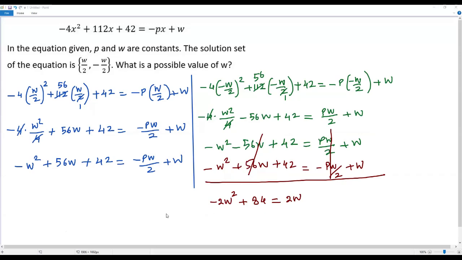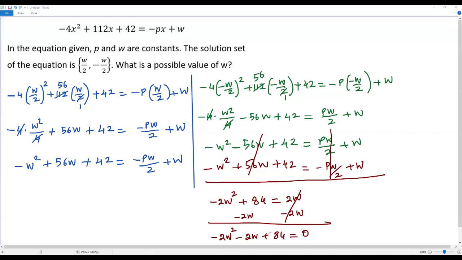So we can get this equation in standard form. That is, we have to get everything on one side of the equation. On the other side of the equation, we must have 0, so that it will be easier for us to solve. So for that, let me subtract 2w from both sides. When I do so, this positive 2w, negative 2w will cancel out. I am getting negative 2w square, negative 2w, positive 84 equals to 0.